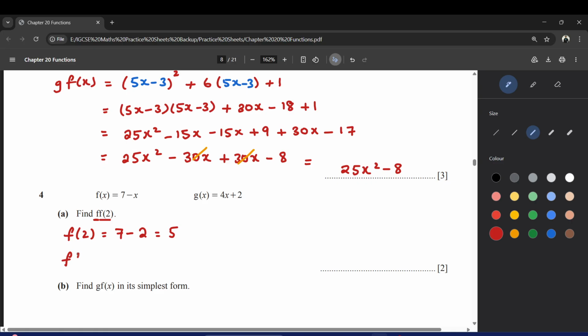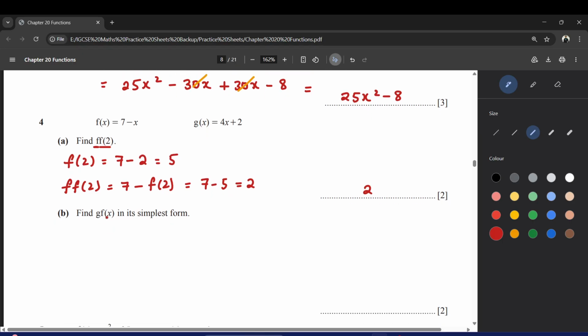Now g of f of 2 means that I'm going to substitute this 5 into this value. So therefore this would be g of f of 2, which is 4 times 5 plus 2 equals 22. So 22 is going to be my final answer.